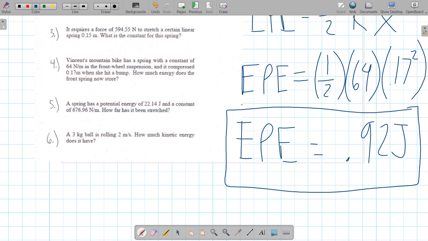That's how much energy the spring on this bicycle possesses the moment that you hit a bump while riding the bicycle. Okay, and that's number 2 and number 4. If you have any questions, please come see me.